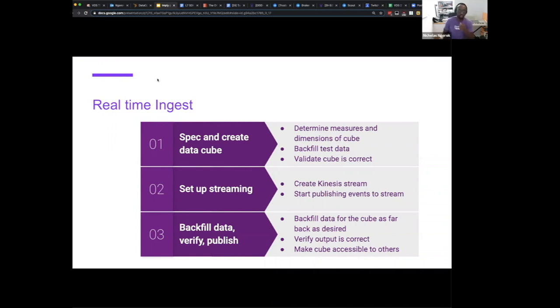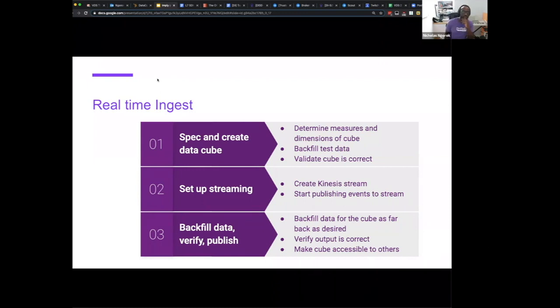Then they set up streaming. In this case, we use Kinesis, so our real-time events will keep flowing into the cluster, and it's important that they set this up before publishing it, and then backfill data back as far as they would like for the cube. Verify the output looks correct on our Pivot, and then publish it. Part of publishing includes saying who has access to this data at Twitch.